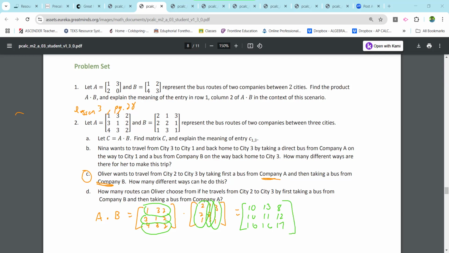All right. Now we produced our matrix. That's great. Now let's answer the question. Oliver wants to travel from city 2 to city 3. What is my answer? And how do I find it? Good. This is my row. This is my column. So the first city would represent row 2, and then the second number would represent the third column. So there is my answer. So my answer would be 12. Any questions on how to do the math or how to pull the information you need to answer the question?